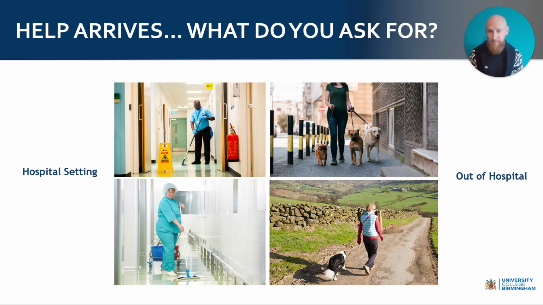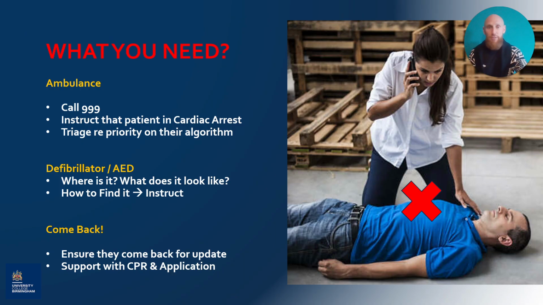Obviously, if you're in a hospital setting and you've got a crash team, there's not a great deal of point in ringing an ambulance. So, as I say, what do you need? Be really clear. Call 999, instruct them that the patient is in cardiac arrest, and then they're going to triage that on their priority algorithm. Now, the reason I've put an X across this individual here is you can see she's on the phone, so she's not administering CPR. There's no reason you can't put your phone on loudspeaker if it's just you and get those chest compressions going.